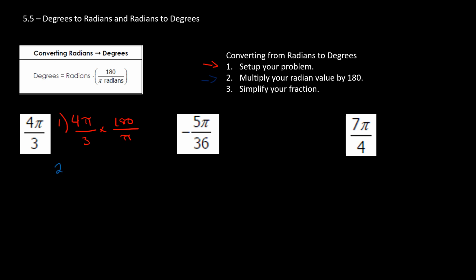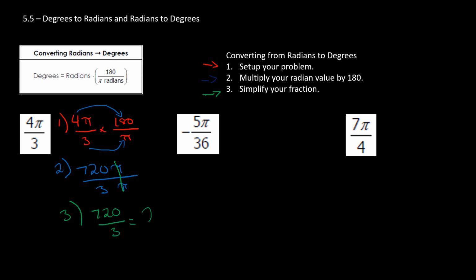That's step 1. Step 2, we want to multiply across. So we multiply across with 4 times 180 is 720 pi over 3 pi. This is what we have here. And now we want to simplify. So step 3, simplify, that's our last step. Well, we know that pi divided by pi simplifies out to 1. So we're left with 720 over 3. We put that in the calculator, we'll be left with 240 degrees. And that is your answer.